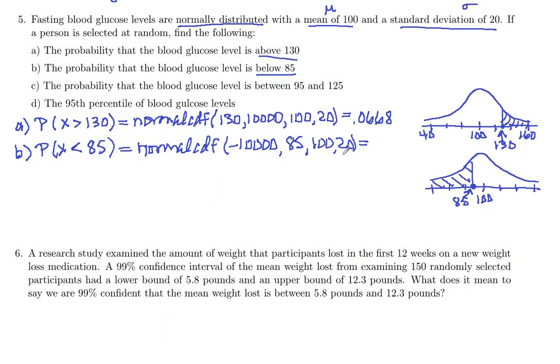2266. So 22.66% chance that someone's less than 85.